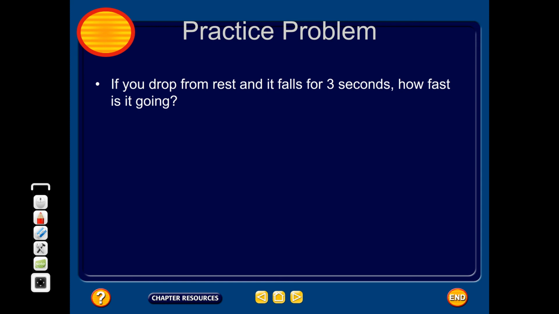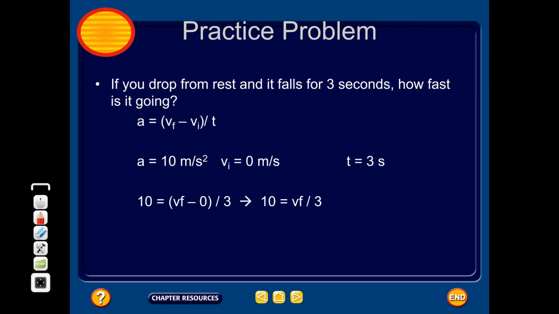If you drop from rest an object and it falls for 3 seconds, how fast is this object going? So you're starting at an initial velocity of 0 meters per second. Time is t equals 3 seconds. What's your acceleration? Well, that's where some people might get confused. You've dropped it, so what's acting on it? Gravity. So gravity has an acceleration of 10 meters per second squared. I'm trying to solve for final velocity. Initial velocity 0, time equals 3 seconds.